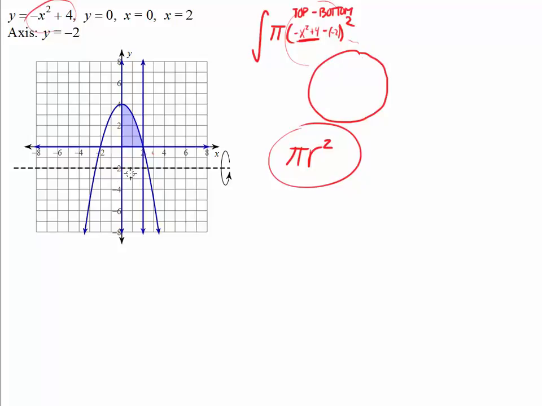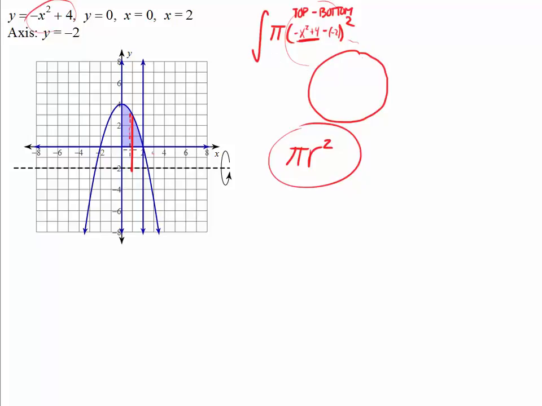Okay, remember my goal here is to get this distance right here, because that's my radius. If I go right on that same x value, and plug that x value, 1, into this equation, 1 squared is 1 times a negative is negative 1 plus 4 is 3. I get that amount right there, which is not enough. It just goes down to the x-axis. I need this extra piece right here.